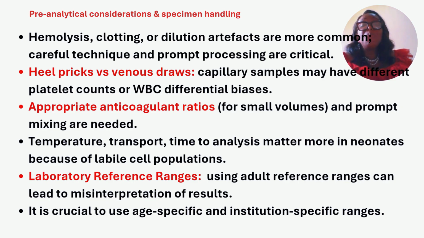In addition to sample quality, the temperature, the transport mechanism, and time of analysis matter a lot more in neonates because of labile cell populations. Using adult reference ranges can lead to misinterpretation of results. It is crucial to use age-specific and institutional-specific ranges when interpreting results that have to do with neonates and infants.